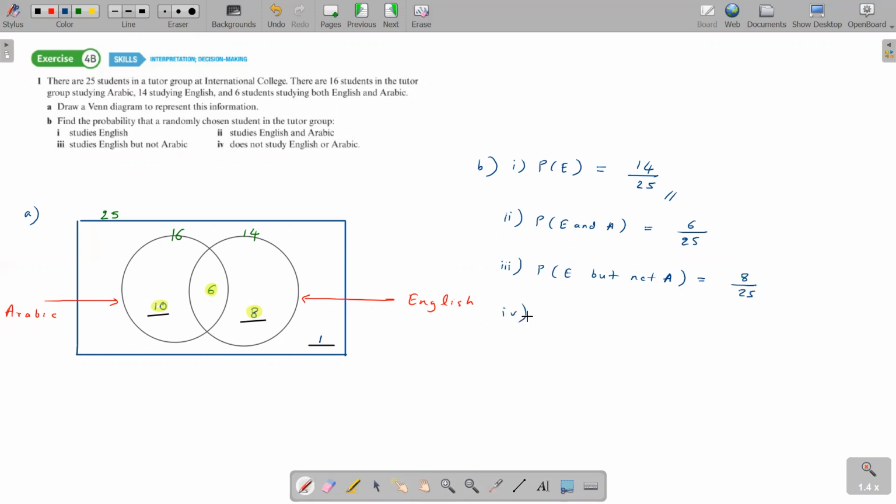Roman number 4, does not study English or Arabic. So neither A nor E. So they don't study both these subjects. So how many such students are there? They don't study either. There's only one student. Can you see? So 1 out of 25. Okay, so this is the probability.